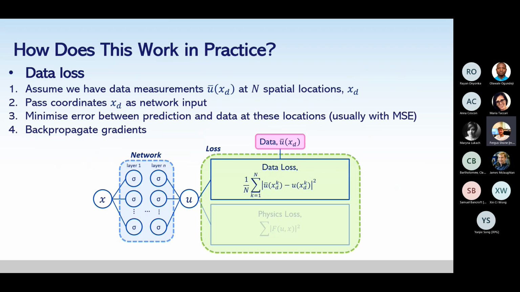So how does this work in practice? We essentially have two different training passes. So we'll have our data pass, and this might include boundary conditions or data that's sort of dispersed in the domain. Say we have n measurements that form a sort of point cloud XD. We pass these coordinates as input, and we generate predictions at these points and minimize our error between our prediction and the data at that point.